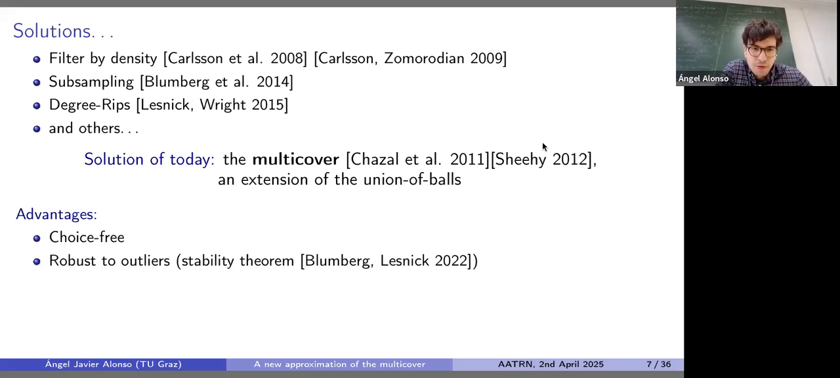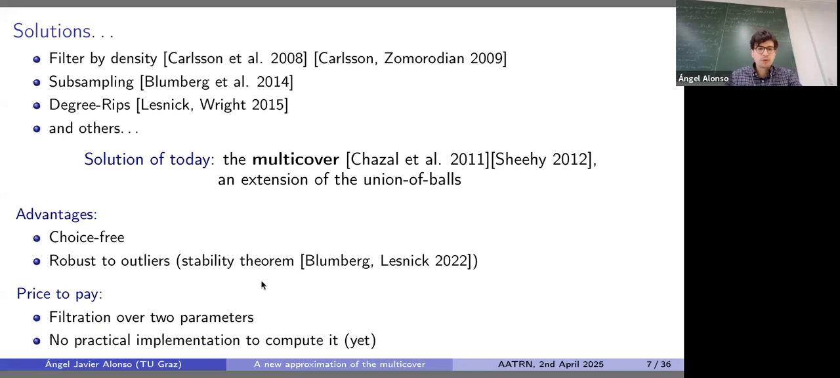First, it's going to be choice-free. What do I mean by this? For example, in filter by density, when we filter by density, we need to choose how we are going to estimate the density, and that will involve the method and also the parameters. And it's also robust to outliers in a specific theoretical sense, and we have this stability theorem by Plumber and Lesnick that I will also talk about a bit. So in this sense, again, it's choice-free, kind of like the union of balls, and robust to outliers as we want, but there is a price to pay.